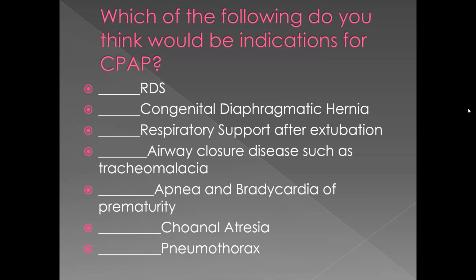Apnea and bradycardia of prematurity? Yes. What about choanal atresia? No, they need mechanical ventilation. Yeah, they need an airway. Surgery to open up the way. They need surgery. Yeah, so to place an airway until they can have surgery, yes, but not nasal CPAP. It's not going to go anywhere. What about a pneumothorax? Is nasal CPAP a good idea for a pneumothorax? No. Positive pressure is going to cause the pneumothorax to get worse. Good job.